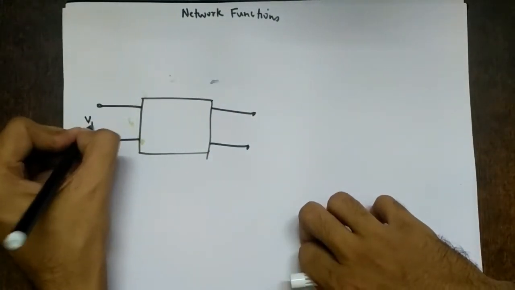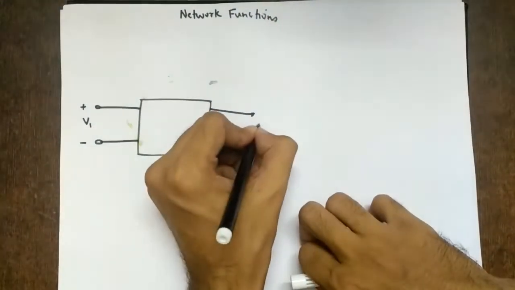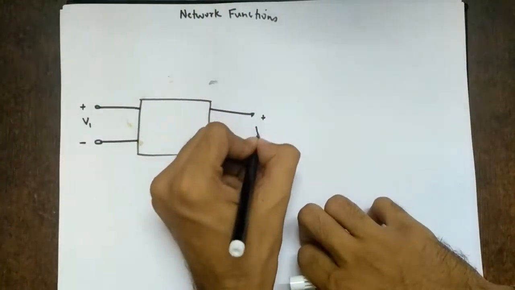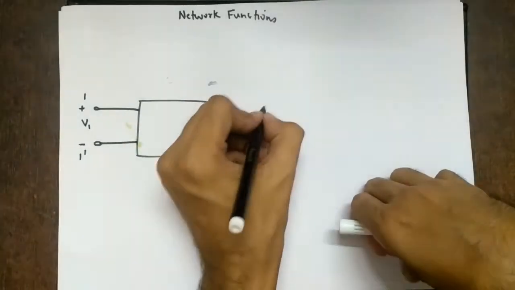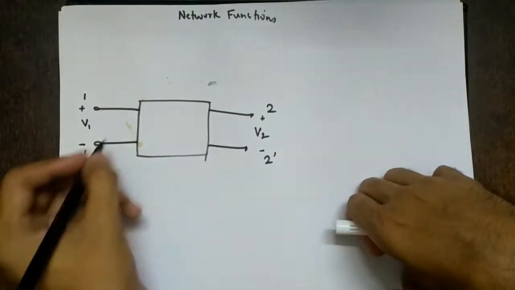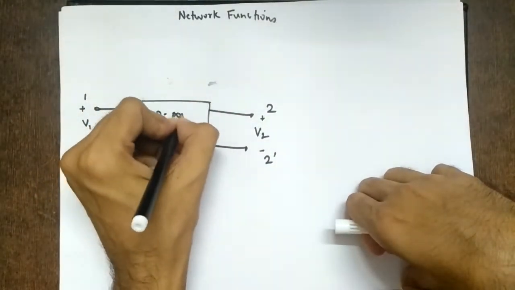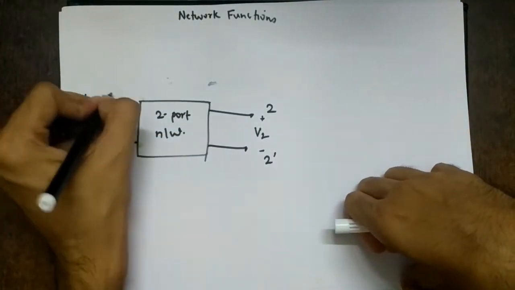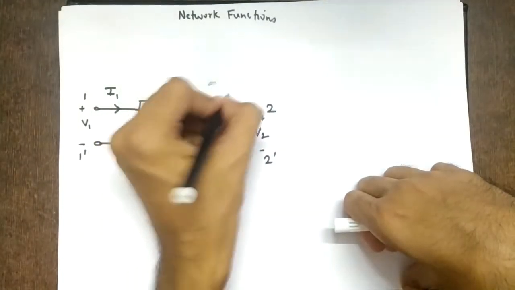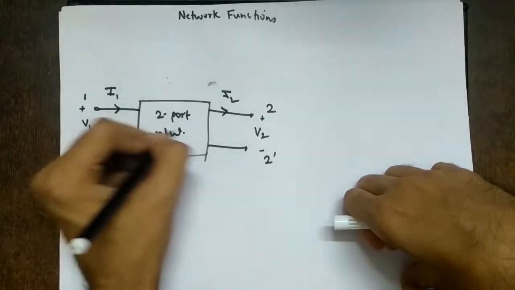This is a two-port network, because it has two terminals on the two sides. So this is V1, this is V2. This is called port 1, this is called port 2. This is what a two-port network is. And the current flowing is, let's say, I1 and I2. So this is any arbitrary network here.